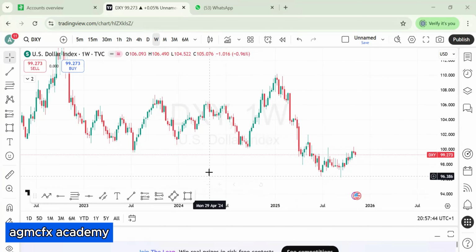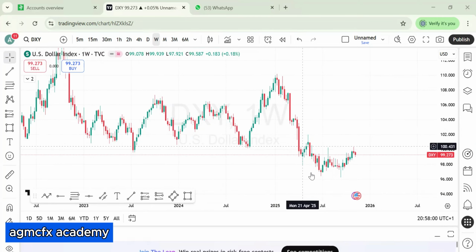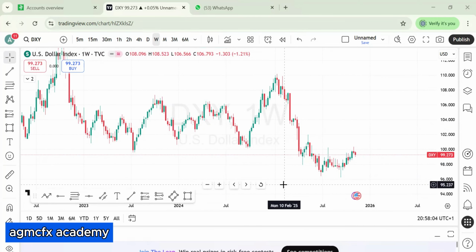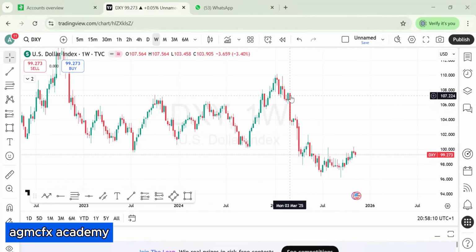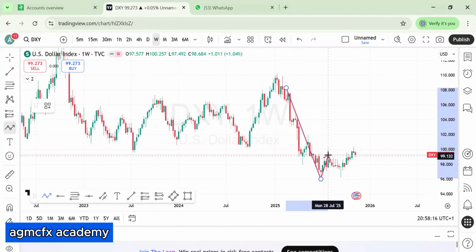So let's start from DXY. Then let's start with technical analysis, and let's look at the weekly chart. So we're going to use top analysis to do the analysis. Now on the weekly chart, we can see the market structure and you can see the market patterns, that this market is trying to form a W pattern.